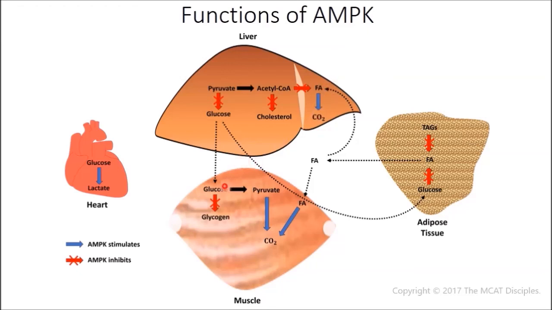At muscle, you're going to inhibit glucose being converted into glycogen, so you're going to inhibit glycogen synthase, and you're going to activate the conversion of glucose into pyruvate via glycolysis. And you're going to activate the citric acid cycle and electron transport chain. You're going to activate beta oxidation at muscle.